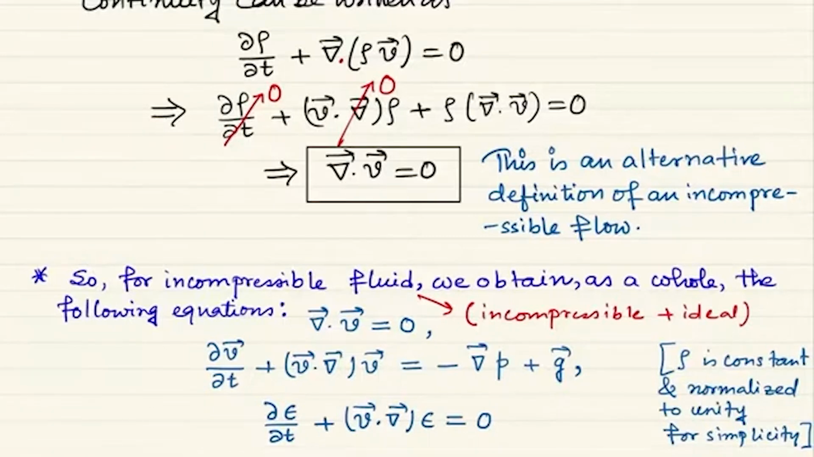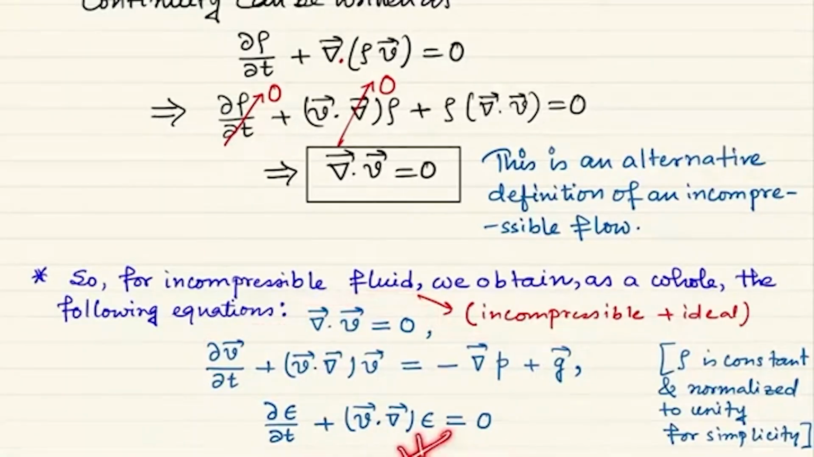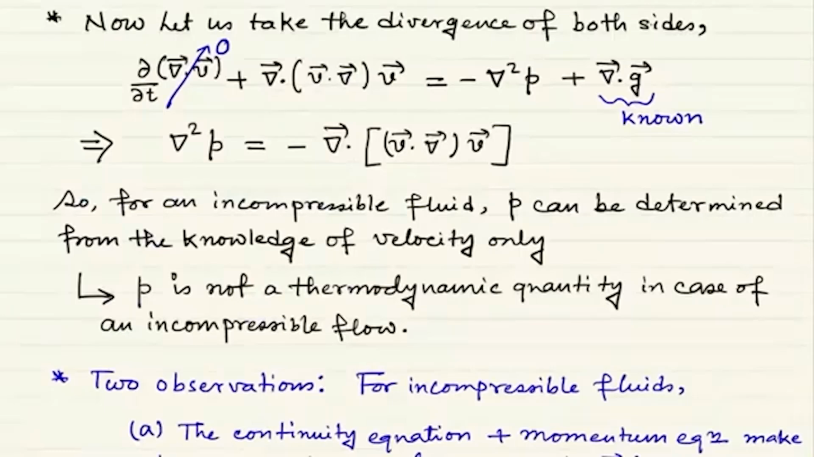So in an incompressible fluid, basically the three dynamical equations, one is very easy to understand. The third one, that is the internal energy: the internal energy density of a fluid particle is constant with time. Now we have to extract some other interesting information out of this. How to do that? We'll take the divergence of both sides.